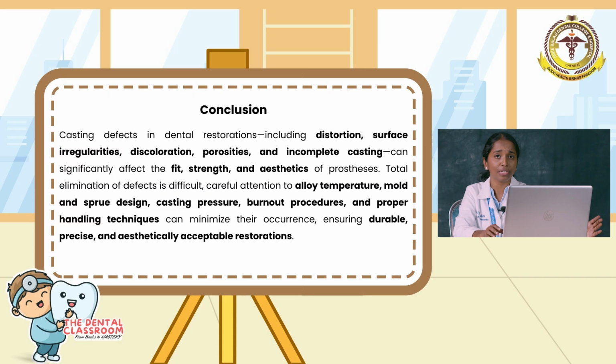So, coming to the conclusion of today's topic, casting defects in dental restoration including distortion, surface irregularities, roughness, discoloration, porosities and incomplete casting can significantly affect the fit, strength and aesthetics of the prosthesis. Total elimination of the defect is difficult. Careful attention to alloy temperature, mold and sprue design, casting pressure, burnout procedure and proper handling technique can minimize their occurrence, ensuring durable, precise and aesthetically acceptable restoration.